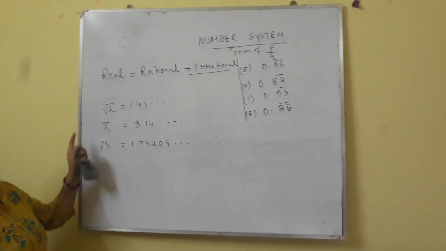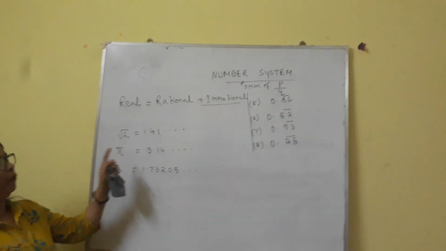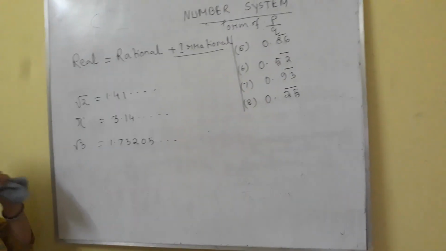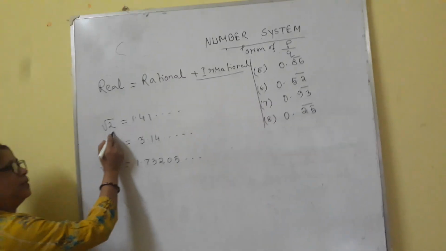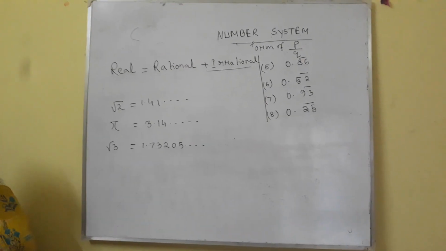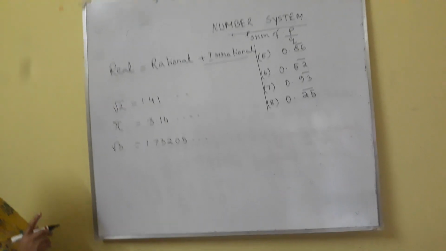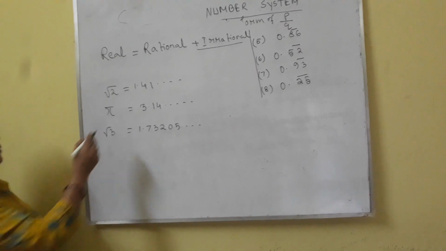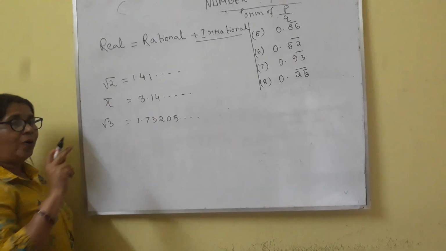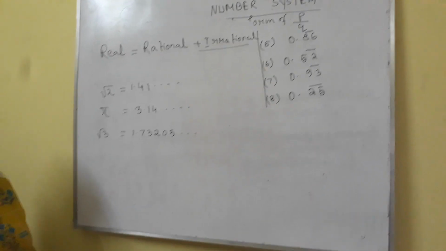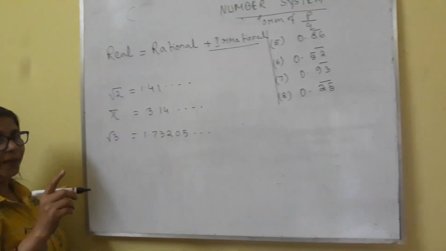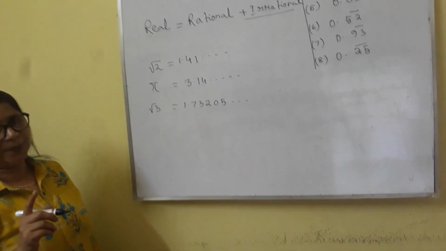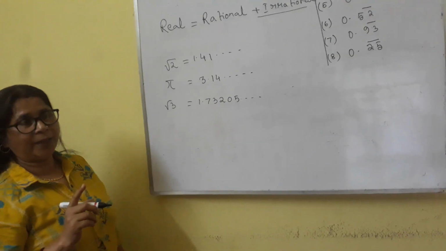Take root 2, which is about 1.4. What are we getting? This is a non-terminating and non-repeating decimal expansion. What is important over there is non-repeating. If we get a non-terminating and non-repeating decimal expansion, that is an irrational number. As we know, 10 by 3 is 3.3 bar, a repeating decimal expansion.